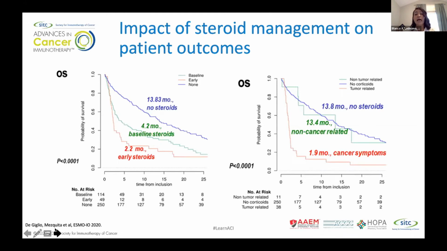We see that the patients who were treated with corticosteroids for cancer symptoms had their overall survival affected, at 1.9 months versus those who had non-cancer-related corticosteroids at baseline at 13.4 months. So it really speaks volumes that if patients need IRAE management with corticosteroids, it should be done. The patients who did poorly were those who had to have the corticosteroids as a result of their cancer symptom management.